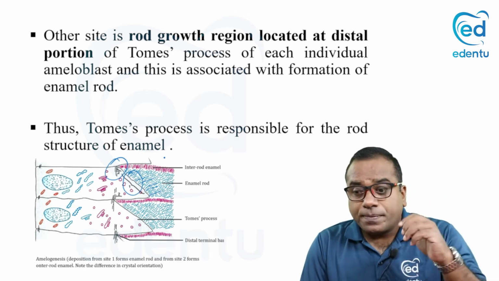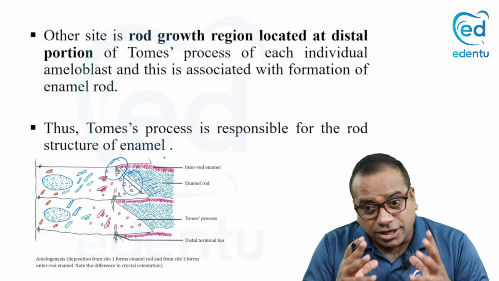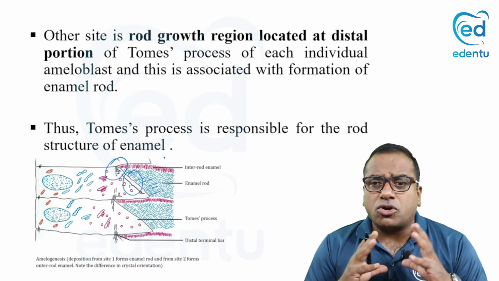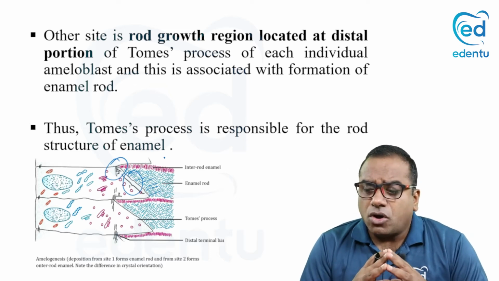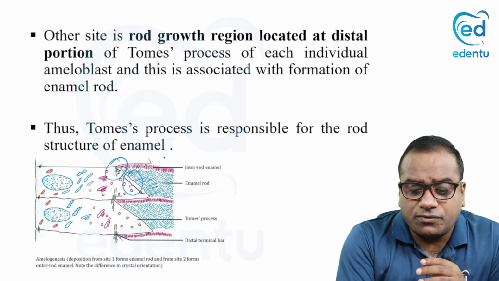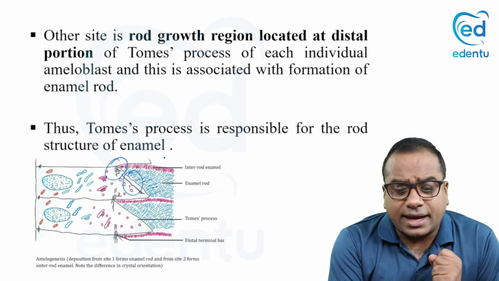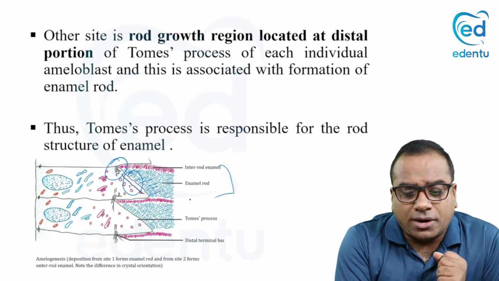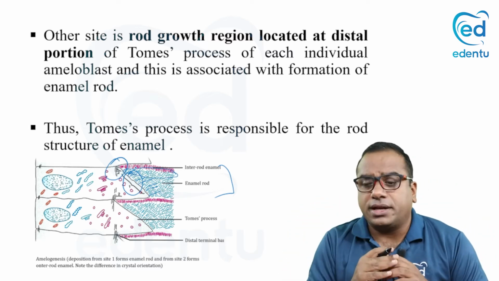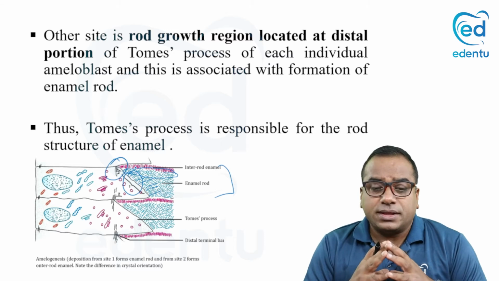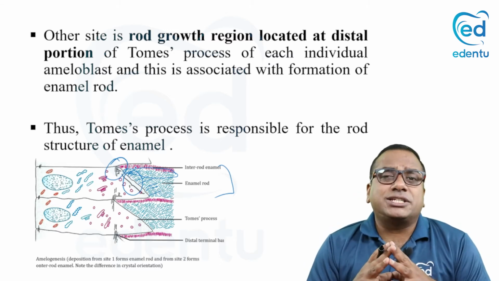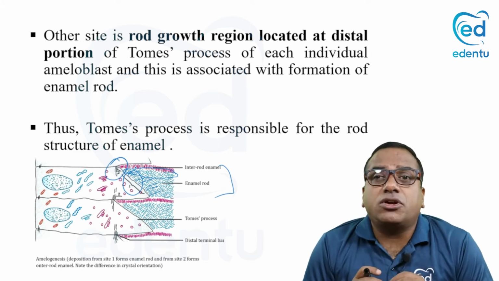At the border between the rod and interrod enamel, a sheet-like zone with slightly more concentrated organic matrix persists and demarcates the rod and interrod region. If you can see this diagram, interrod and enamel rod, these two are there. Between them, a space is created, and that is to be noted here. Thus, Toomes' process is responsible for the rod structure of enamel.